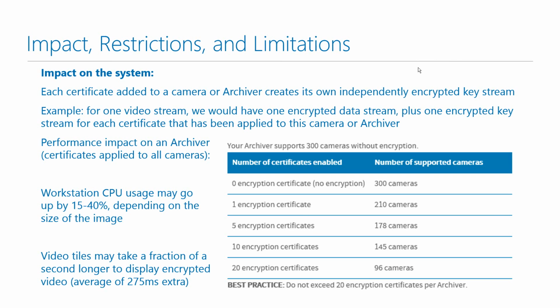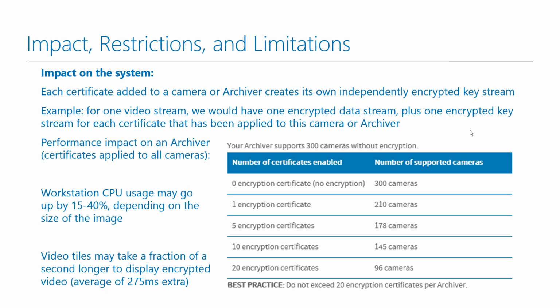So in terms of the impact on the system, as we were just talking about before, each certificate that's added to a camera or an archiver creates its own independent encrypted key stream, and it also creates the stream per certificate as well, the asymmetric key stream. So as we saw for the video stream, we had the video stream and we had certificate A and B, so we basically had 3 streams right there.